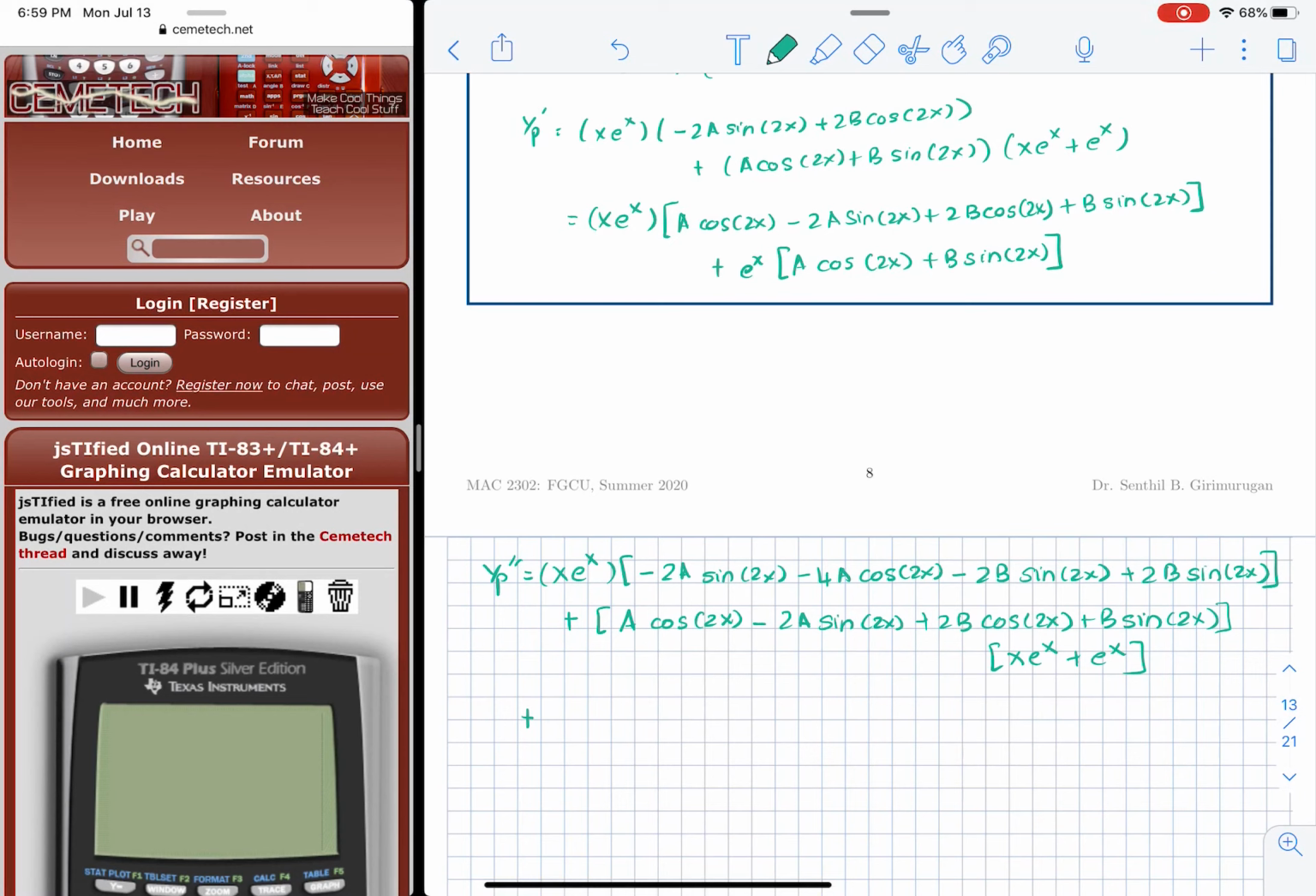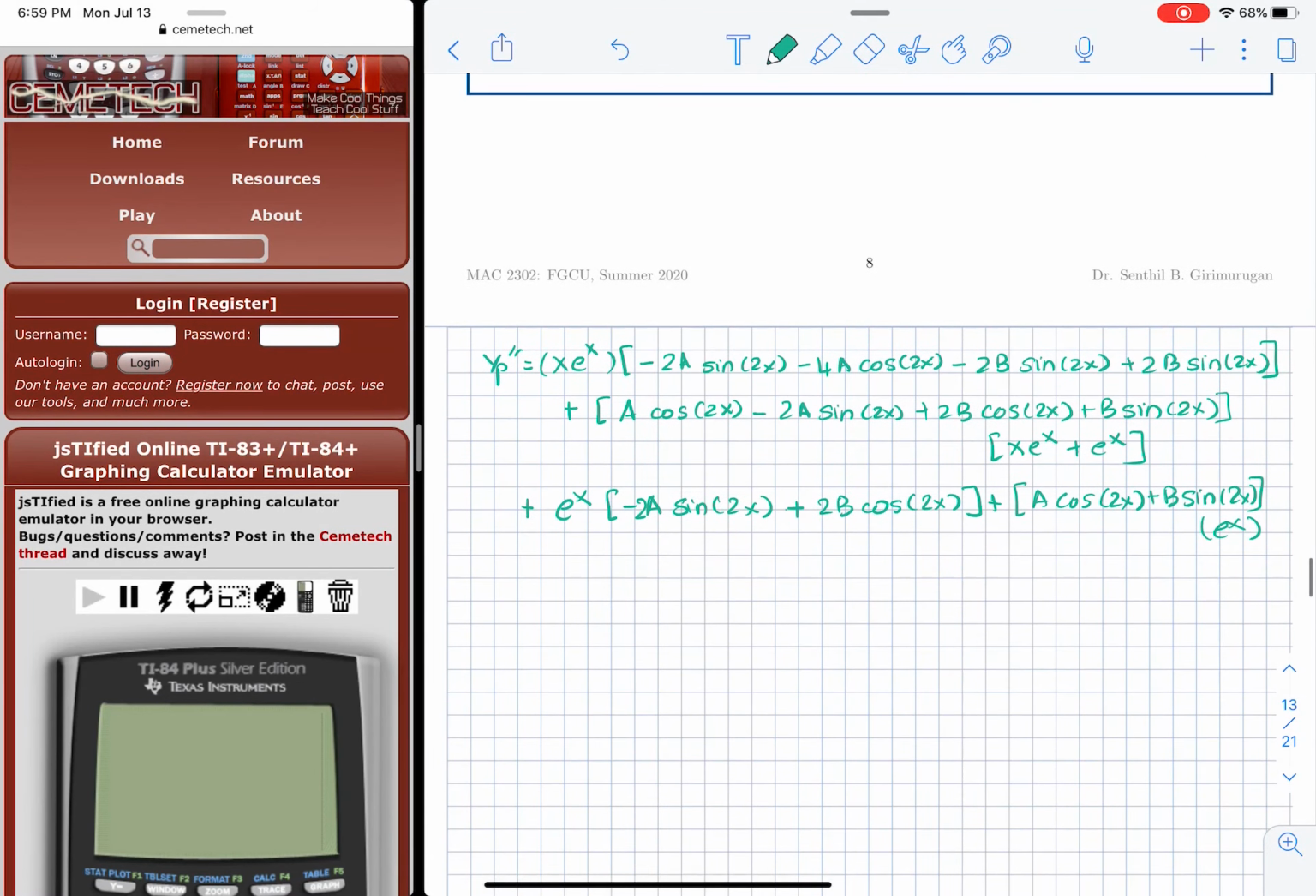Plus e raised x minus a sine 2x multiplied by 2 plus 2b cosine 2x plus a cosine 2x plus b sine 2x multiplied by e raised x. Let's combine and simplify before proceeding. X e raised x multiplied by, can gather all the terms for x e raised x.